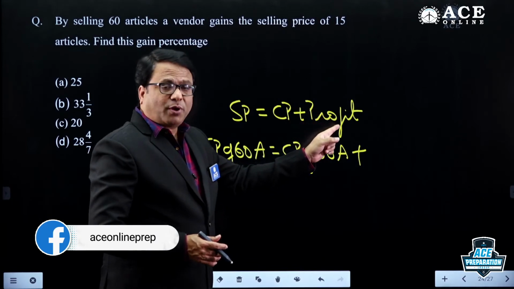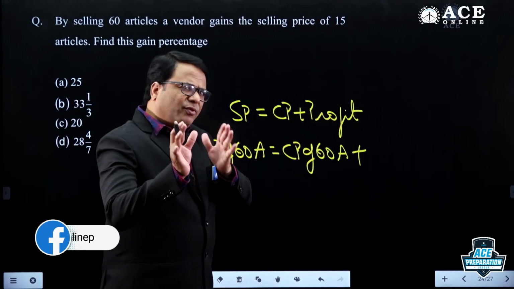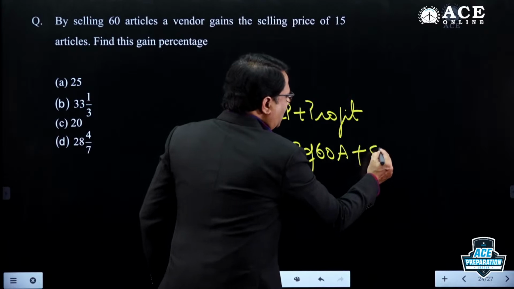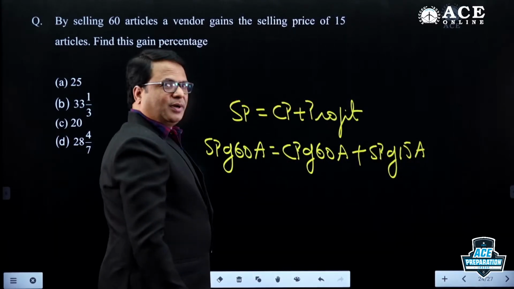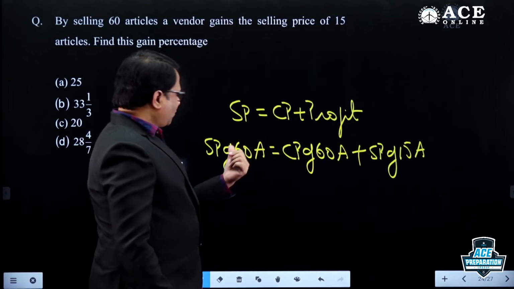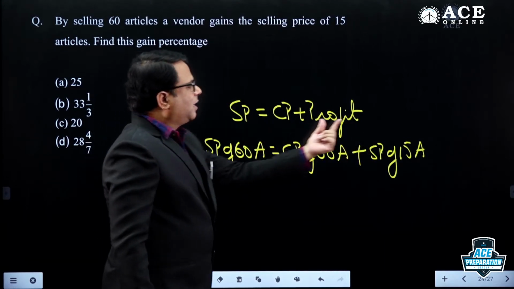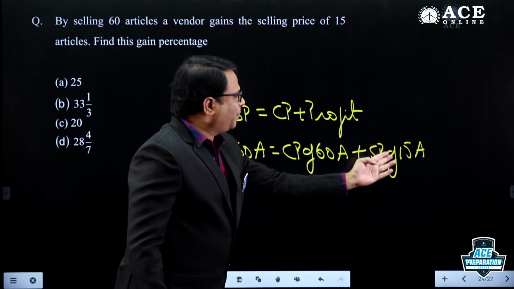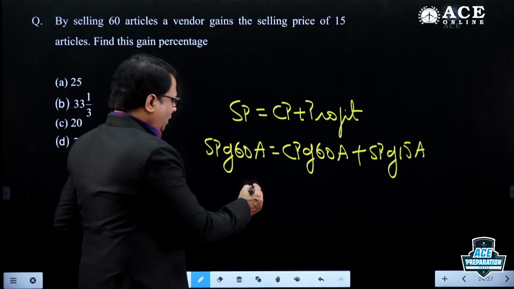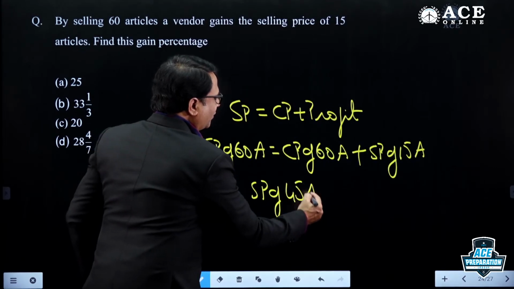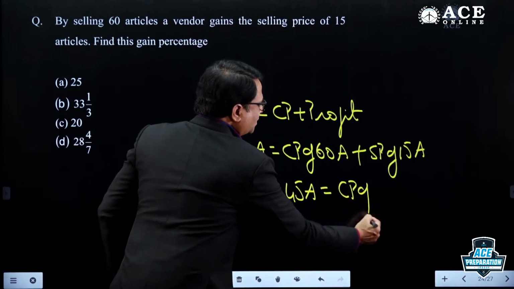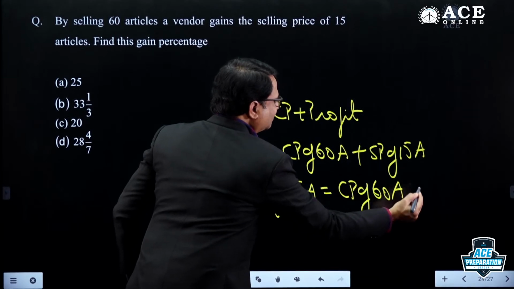So in place of profit, I write selling price of 15 articles. Okay. Now this is selling price. This one also represents selling price. I bring this term to the left hand side. So it becomes how much? Selling price of 45 articles equal to cost price of 60 articles.